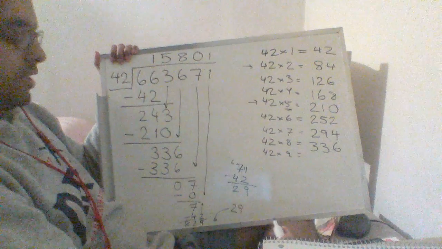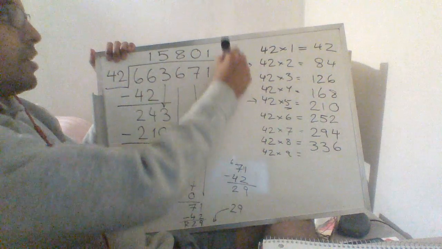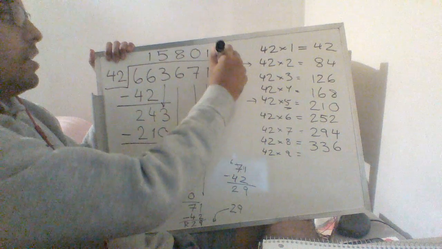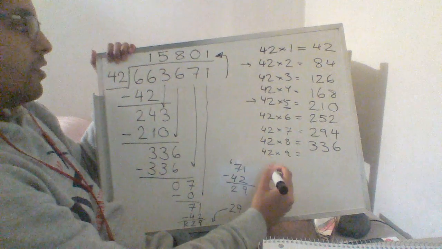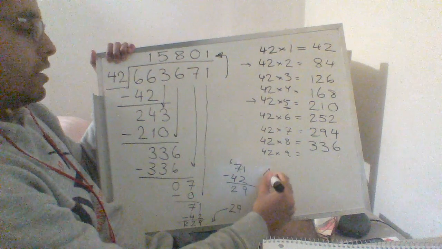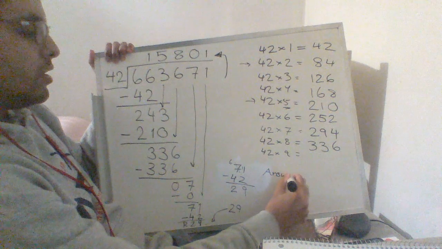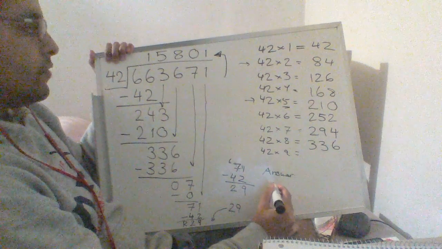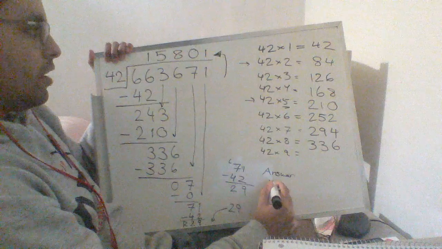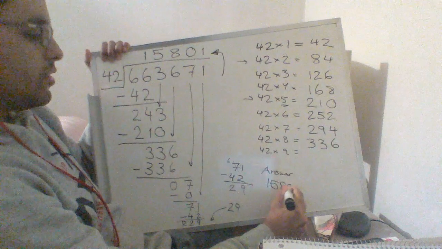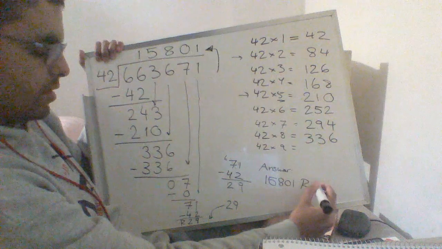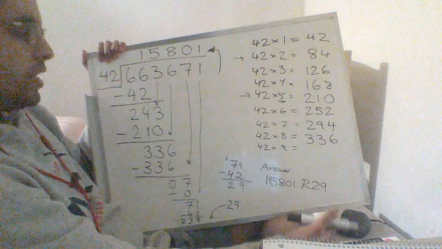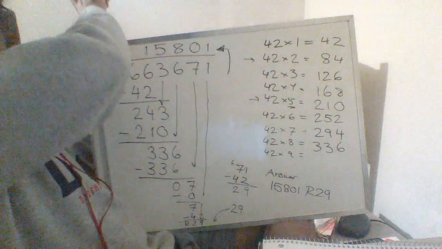And so basically we're done the problem. Our quotient, our answer, is this thing up here. So we get that our final answer to this problem is 15801. So 15,801 with a remainder of 29. Alright, so hopefully that makes sense.